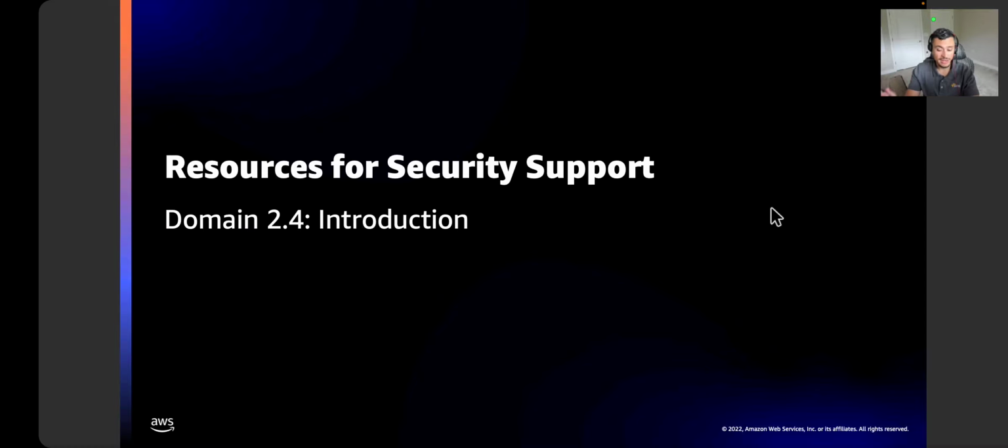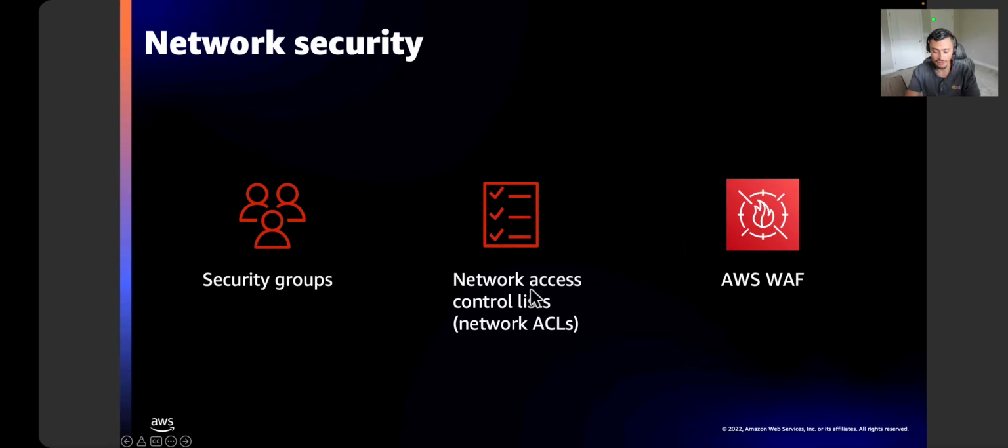So the next domain is around resources for security support. And it's always important for us to understand where we can find support and how we can achieve that security, right?